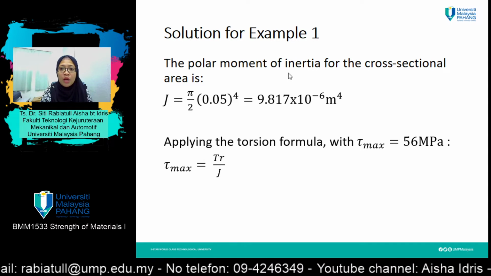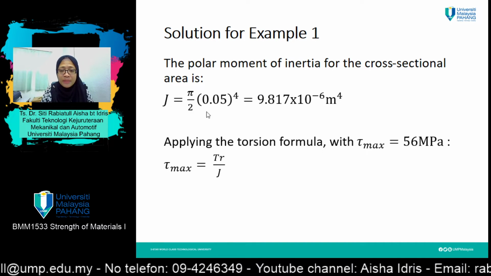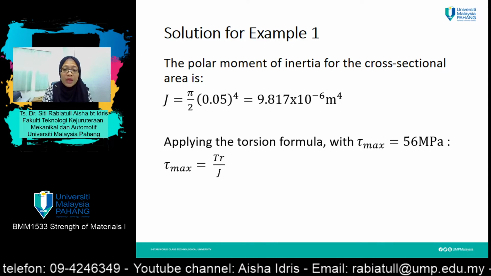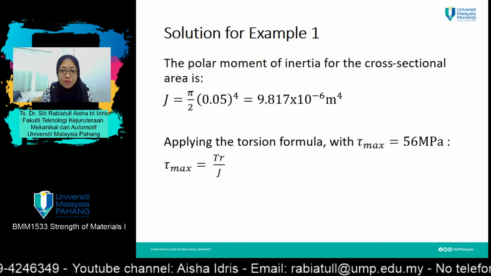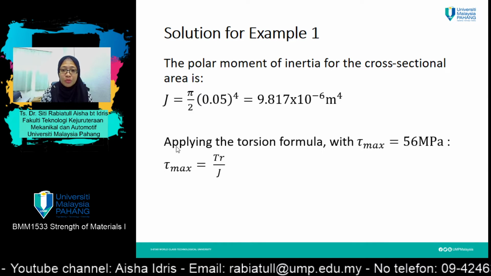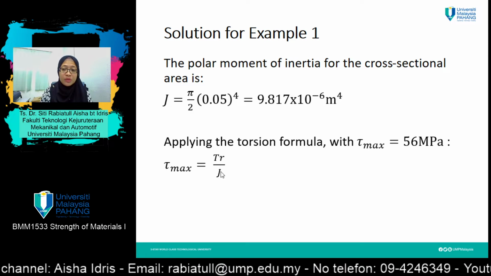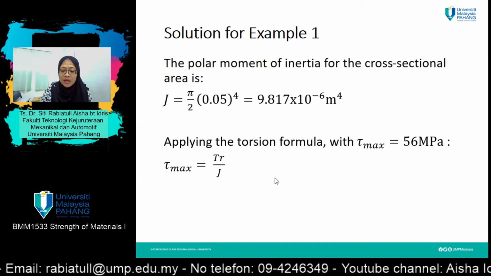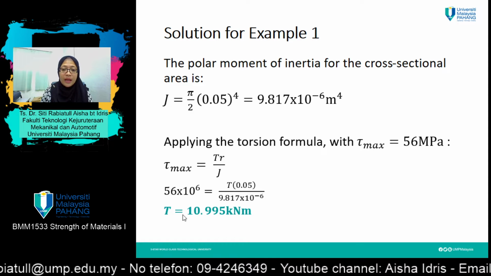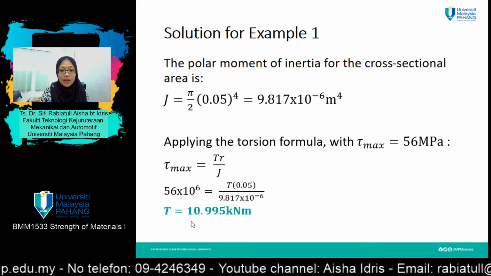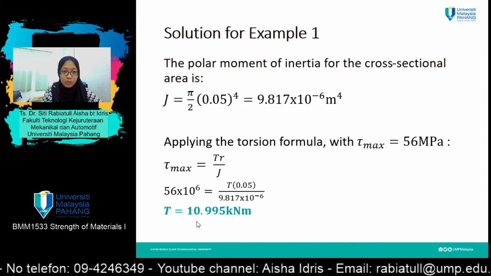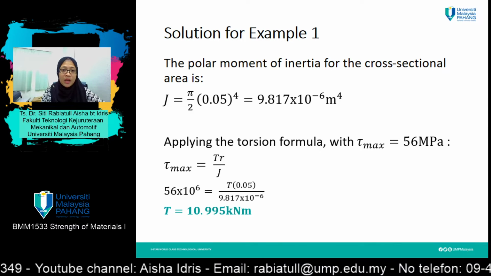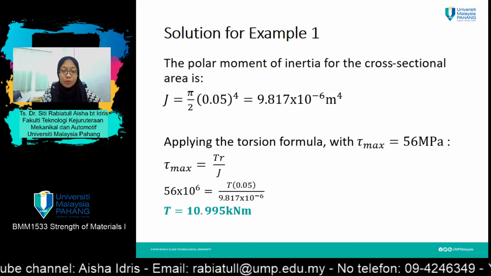So J is the polar moment of inertia for the cross-sectional area given. Just substitute into the formula, and we know that this is a solid shaft, and therefore J equals pi R to the power of 4 divided by 2. After that, substitute into the shear formula. Tau max equals TR over J. Tau max is given, which is equal to 56 MPa, and then just rearrange the formula and you get the value of torque, which is equal to 10.995 kilonewton meter. So that's how you calculate the value of torque by using the formula of shear due to torsion.